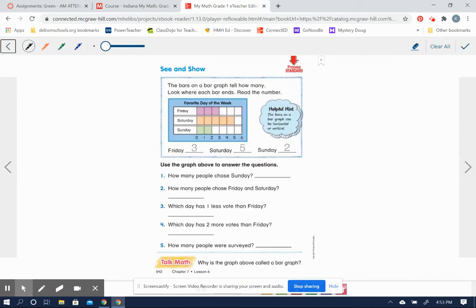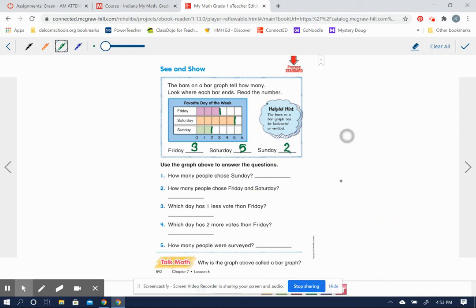Now, we have another graph here, and it shows the favorite day of the week. The survey question was, what is your favorite day of the week? Okay, so we can look at where this bar ends. How many people chose Friday? We look at this bar, yep, 3. I'm going to trace that 3. Okay, and at the end of this bar that says Saturday, it was 5. And at the end of this bar, it says 2.